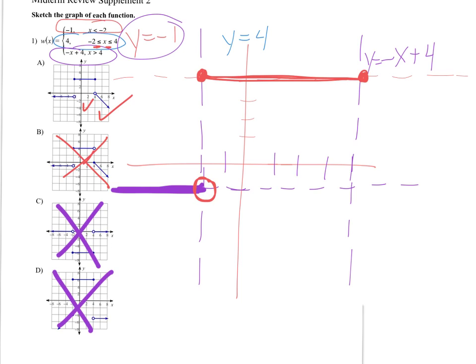And finally, when I graph this third piece, so y equals negative x plus 4. So 1, 2, 3, 4. It's going to have a slope of negative 1, so it's going to go something like this. We only care about this line in this third region, and because we've got just greater than, this has to have an open circle, which is exactly what choice A gives us.